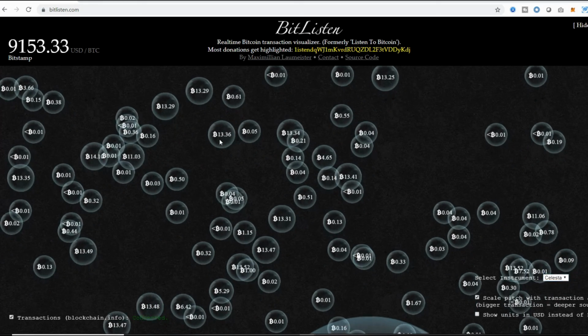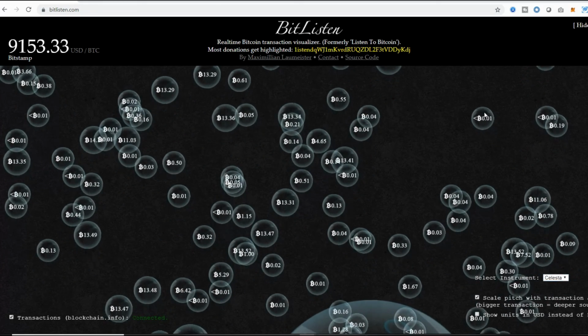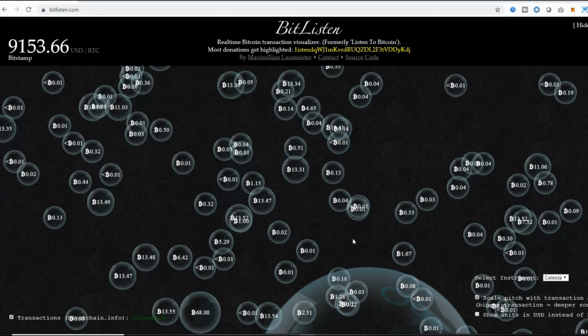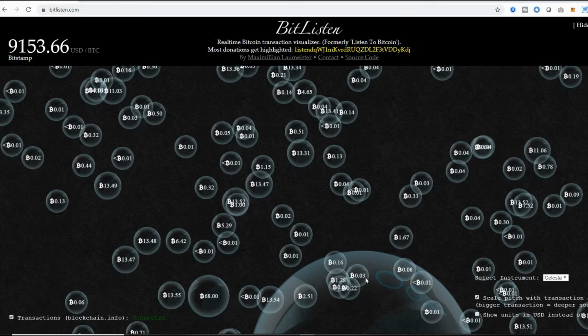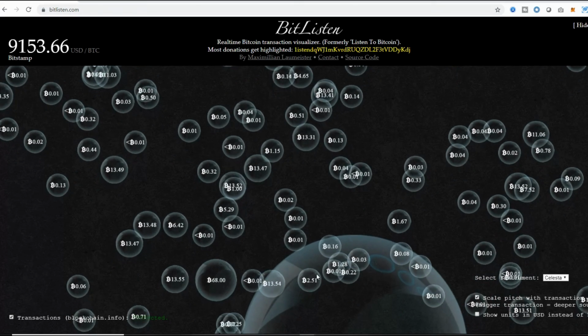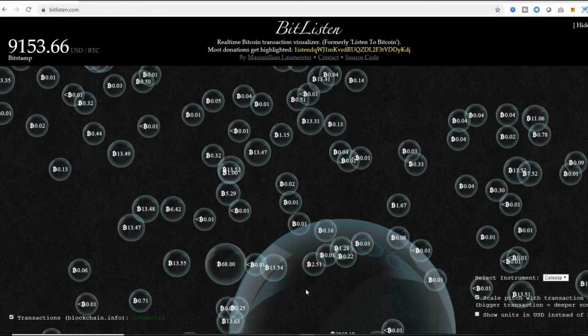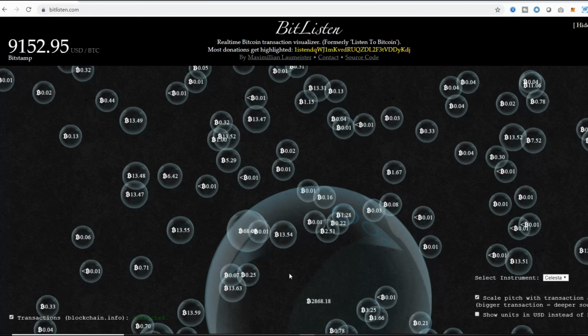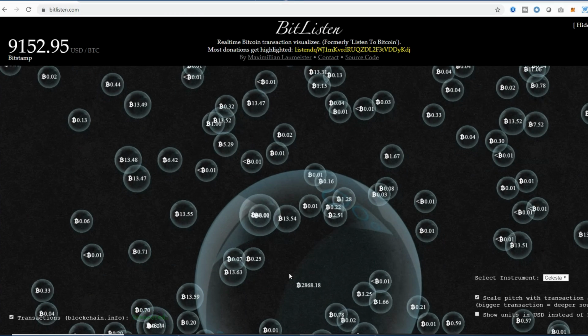And what's interesting about it is that all of these are real-time transactions all happening around the world. Check out this massive one that's coming in. Look at this. Look at the size of that transaction that's coming in. So that was 2,868.18 Bitcoins.